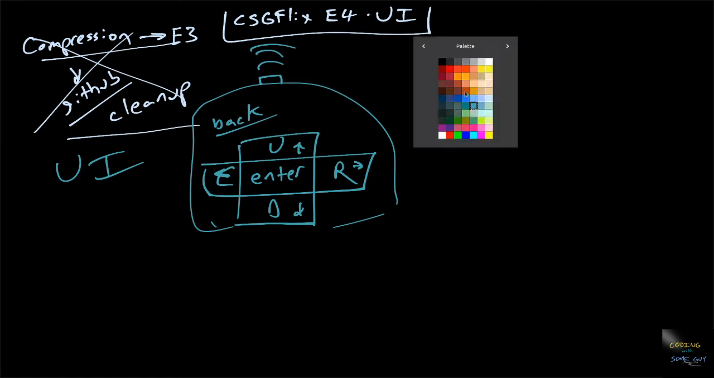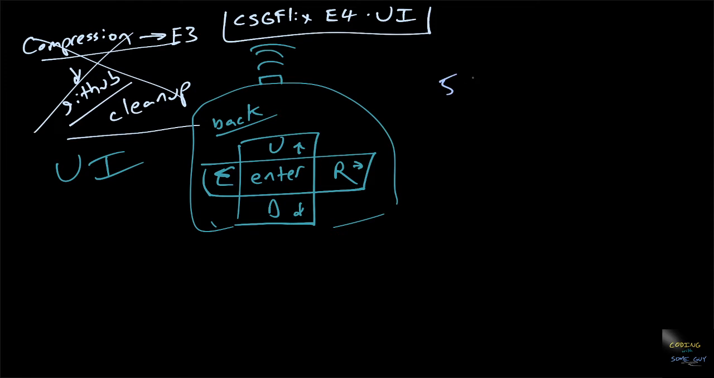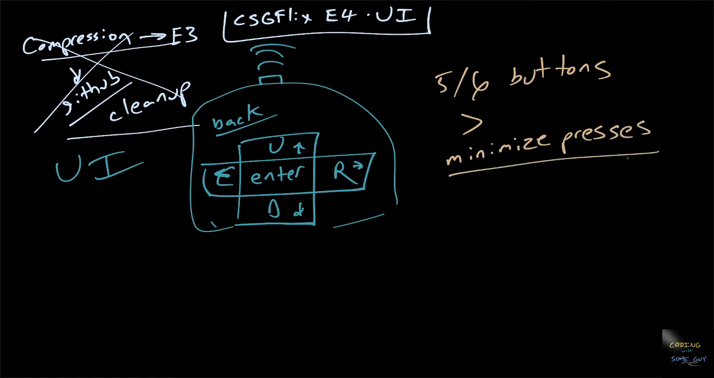So this world I'm going to describe as 5 or 6 buttons. Let's not be so gray and dark. It might have more, but certain types of interactions are going to be very difficult. So we're going to want to minimize presses. One of the key things that we're going to be trying to do is keep the number of buttons that have to be pressed in order to perform some action to an absolute minimum.